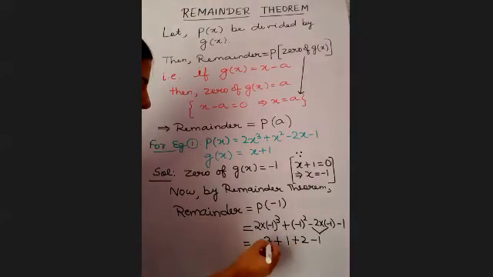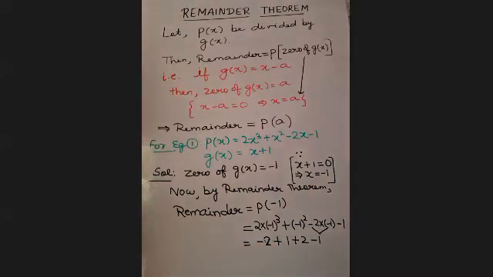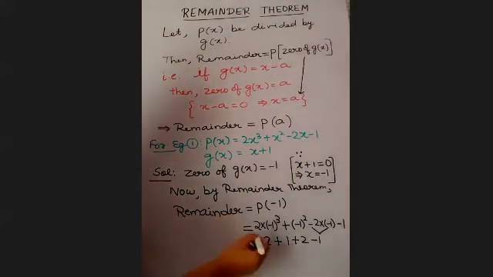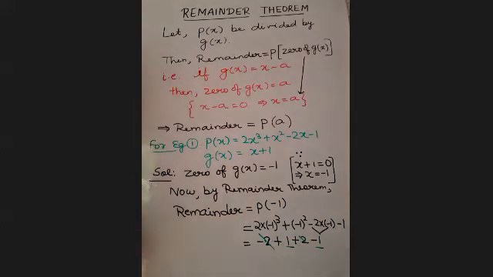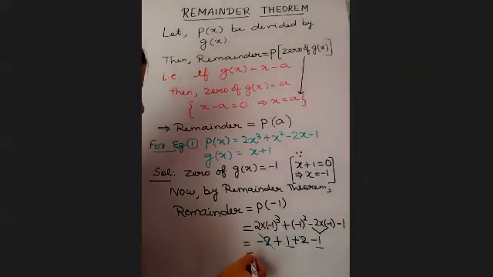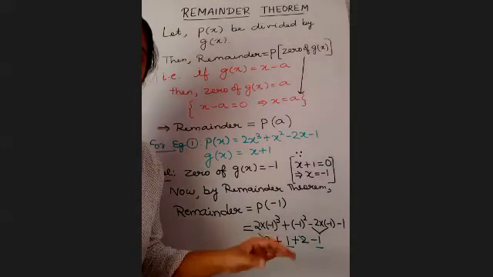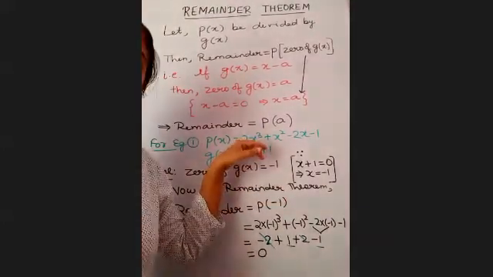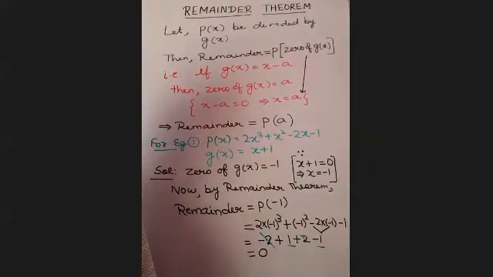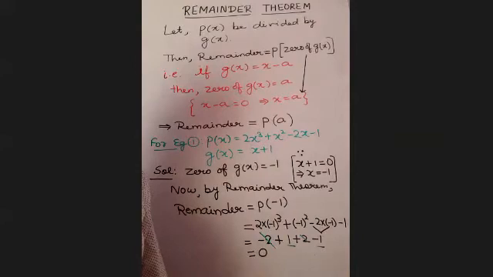Minus 2 and plus 2 will get cancelled. And plus 1 and minus 1 will also get cancelled. So we are getting 0 as the remainder. Got it? Can we say that g(x) is a factor of p(x), as the remainder is 0? Are you clear with this?